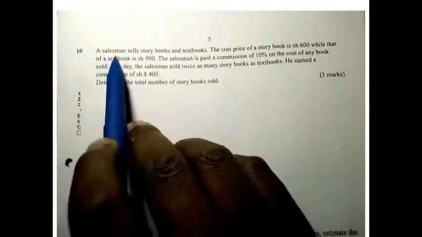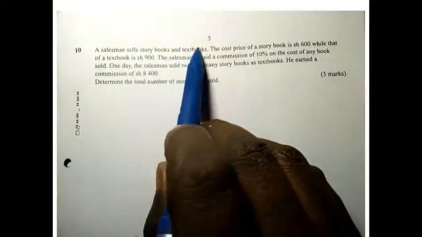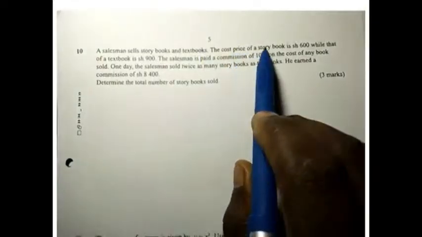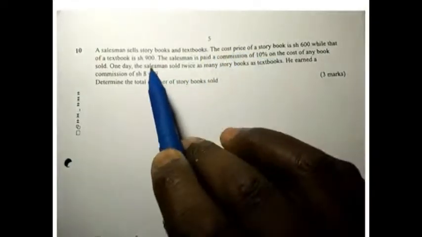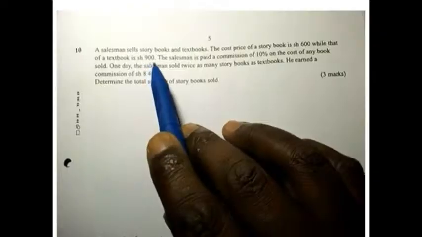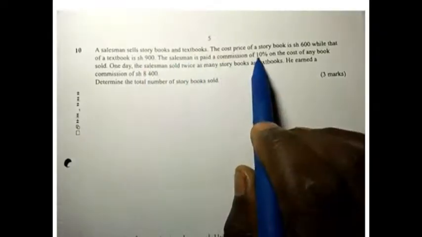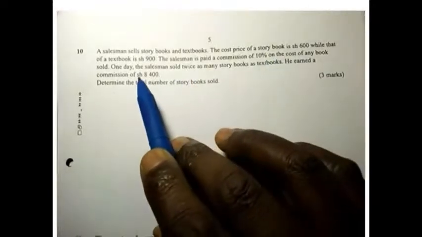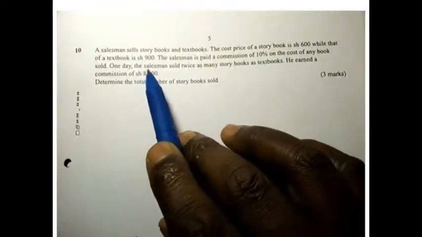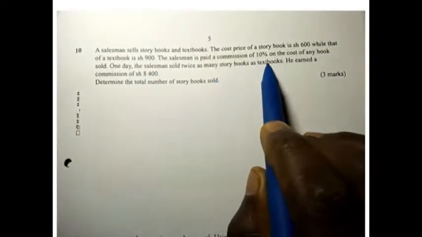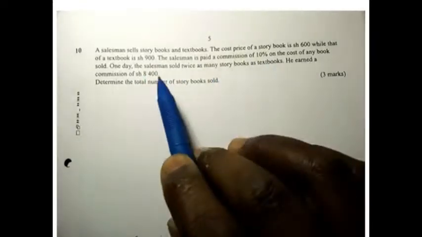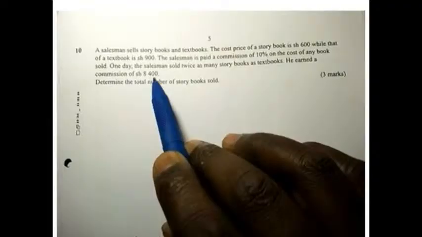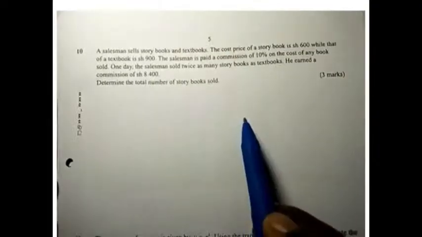A salesman sells storybooks and textbooks. The cost price of a storybook is 600, while that of a textbook is 900. The salesman is paid a commission of 10% on the cost of any book sold. One day, the salesman sold twice as many storybooks as textbooks. He earned a commission of Kenya shillings 8,400. Determine the total number of storybooks sold.